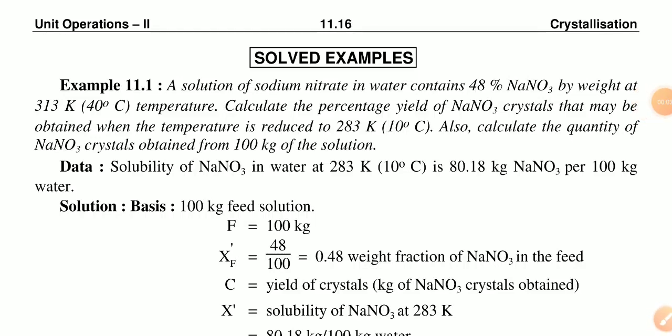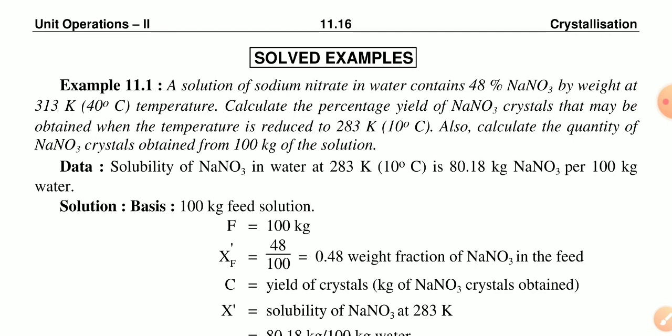Good afternoon, everyone. Today we will discuss Mass Transfer Operation 2, Unit 6, Crystallization. The topic is solving an example of a material balance for crystallization. In a previous lecture, we discussed the overview topic.